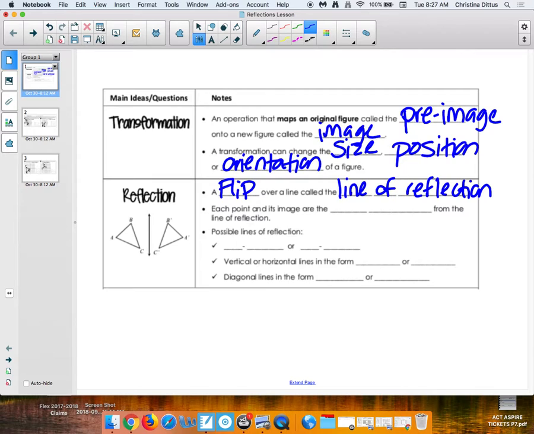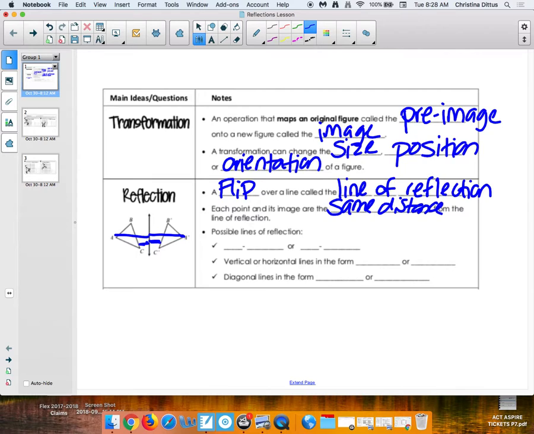Very easy. Like I said before, reflections are like looking in a mirror. If I folded this, it would fold right on top of each other. Each point and its image are the same distance from the line. That is super important. Did anyone figure that out when they were doing that? Yeah, the same distance. So if I'm a centimeter away here, I'm going to be a centimeter away there. If I'm 2 centimeters from my line of reflection to A, I'm going to be 2 centimeters from my line of reflection to my new A. It's always the exact same distance.